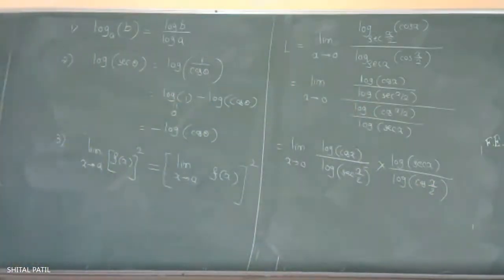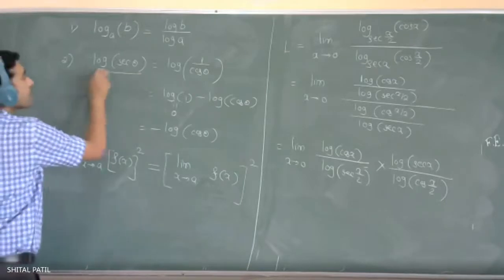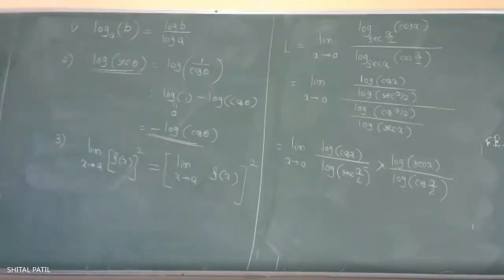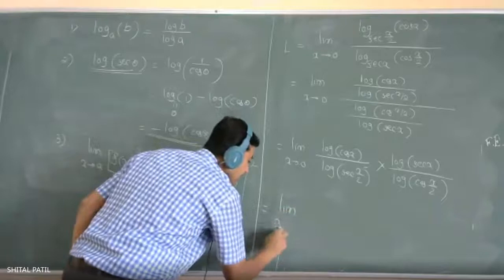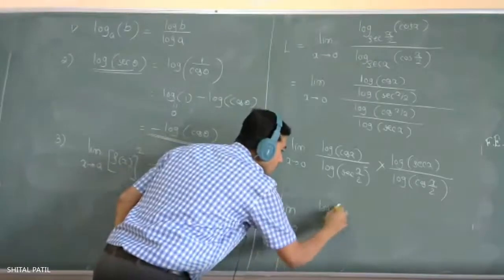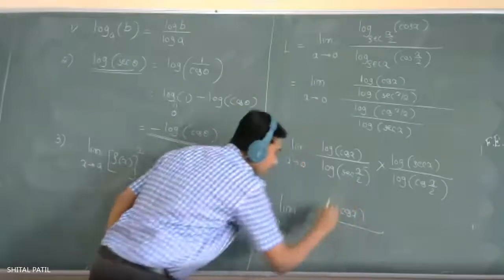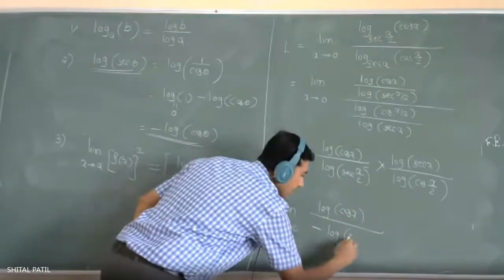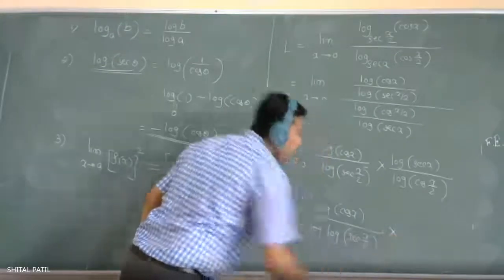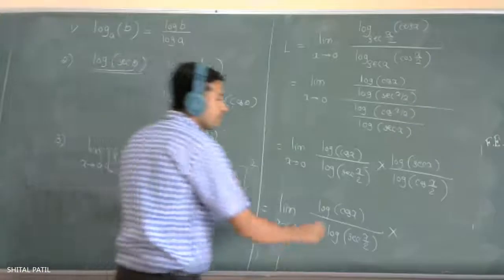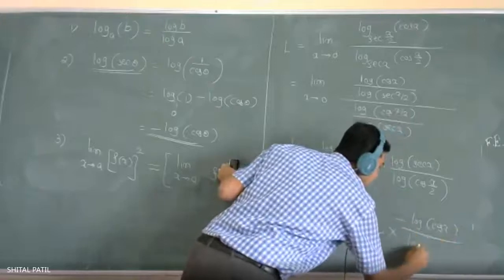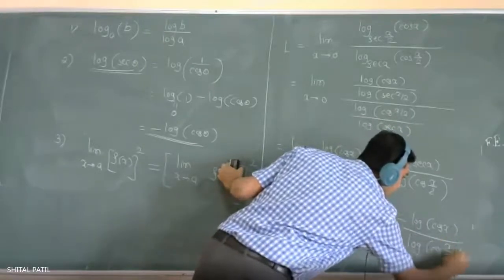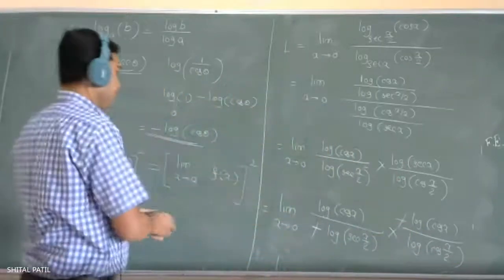We have this thing, and we use the second formula. Log sec theta equals minus log of cos theta. Sec is converted into cos. So limit x tends to 0, no change in the cos x term, and this term will change: minus of log of sec x. Now the numerator will change: minus of log of cos x, divided by log of cos x, no change. Then this minus sign will cancel.